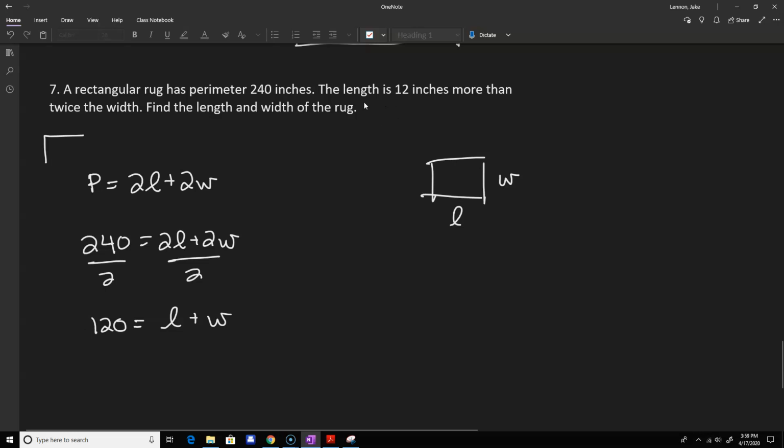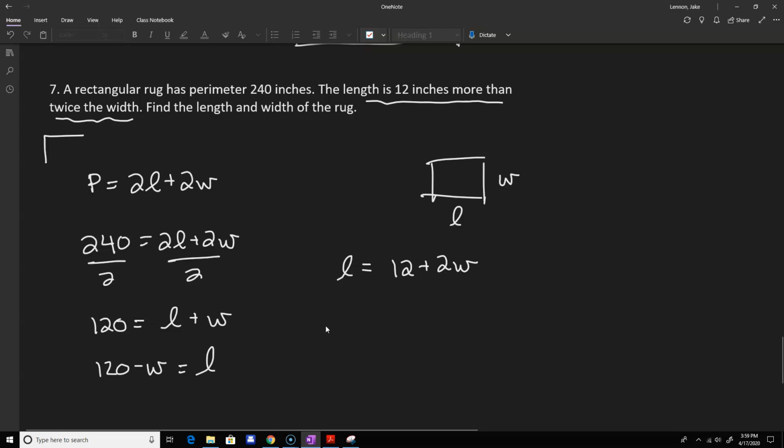And then we have this other sentence here. The length is 12 more than twice the width. So what does that mean? That means that L equals, 12 more is 12 plus, twice the width. So we have one version of L here, and if we solve for L in this perimeter equation, we could subtract W and get 120 minus W equals L.